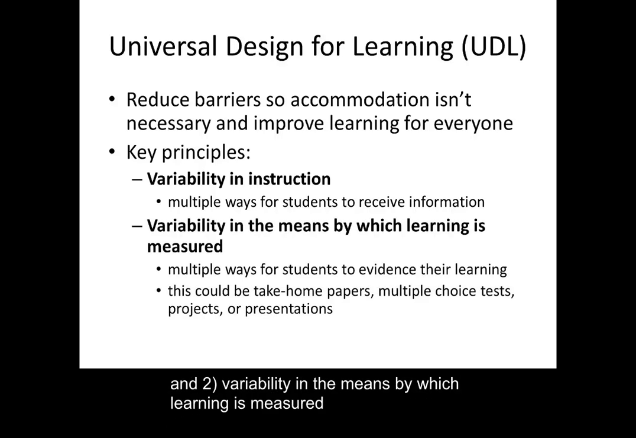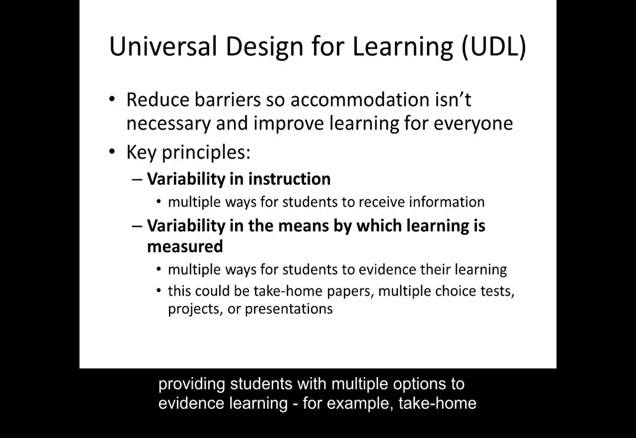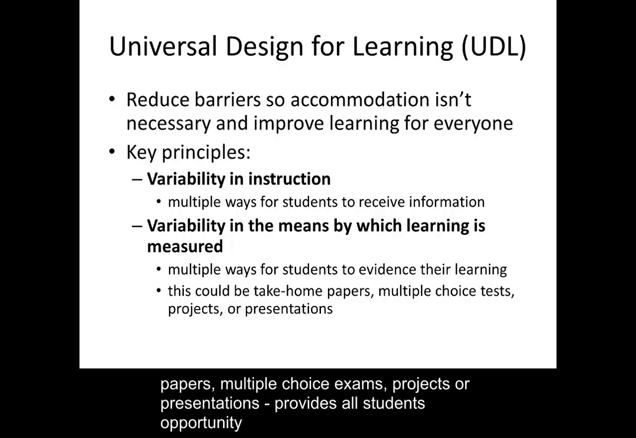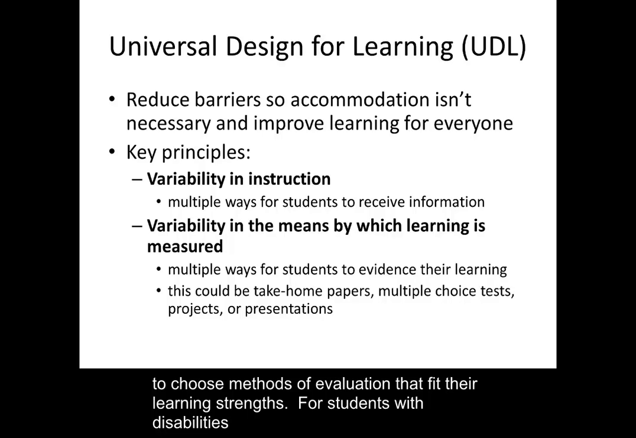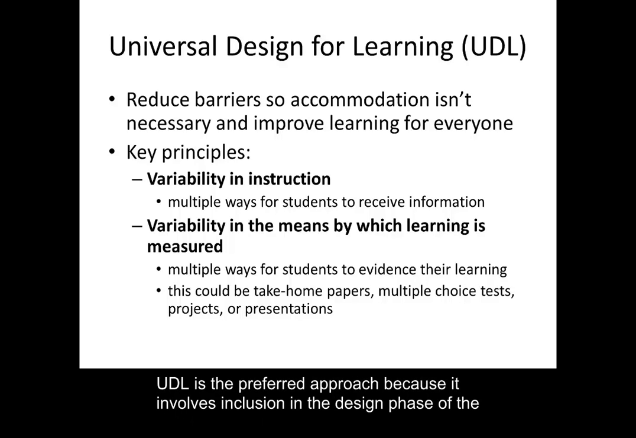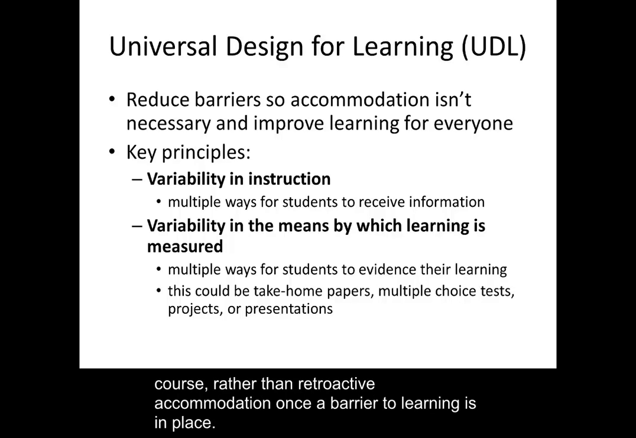And 2, variability in the means by which learning is measured. Providing students with multiple options to evidence learning, for example, take-home papers, multiple choice exams, projects, or presentations, provides all students the opportunity to choose methods of evaluation that fit their learning strengths. For students with disabilities, UDL is the preferred approach because it involves inclusion in the design phase of the course rather than retroactive accommodation once a barrier to learning is in place.